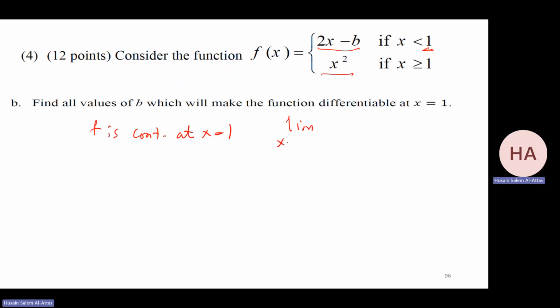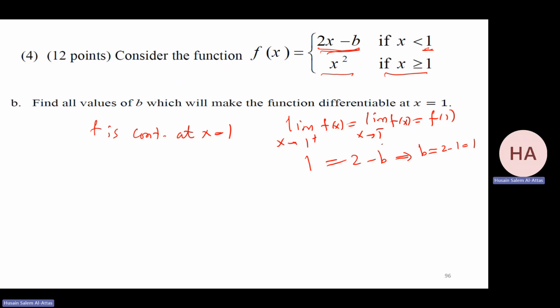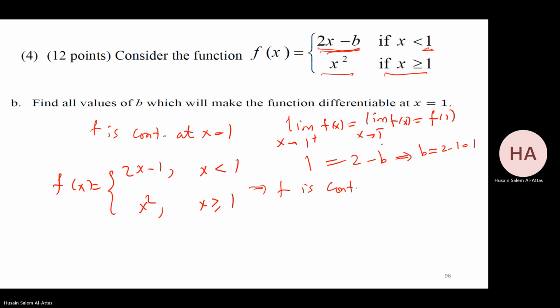Let me do it in detail. The limit as x goes to 1 from the right equals the limit as x goes to 1 from the left, which equals f at 1. From the right, I am here, that will be 1. From the left, I am there, that's 2 minus b. So it means b equals 2 minus 1, which is 1. This is b. So my function is 2x minus 1 where x is less than 1, and x squared where x is greater than or equal to 1. So this function, for sure, is continuous at x equals 1.